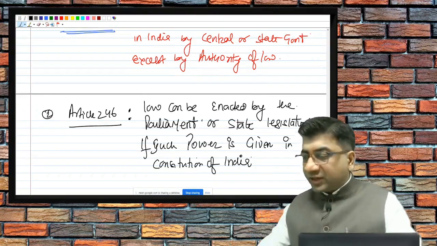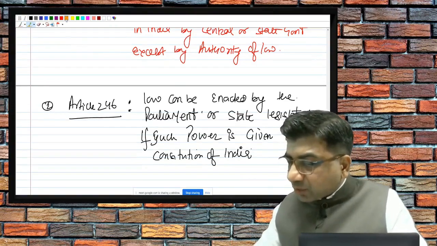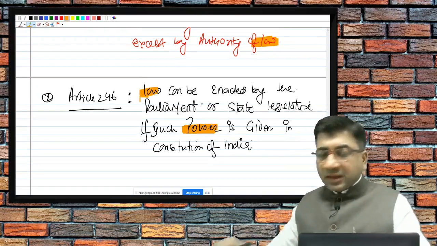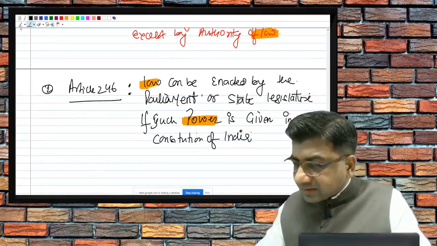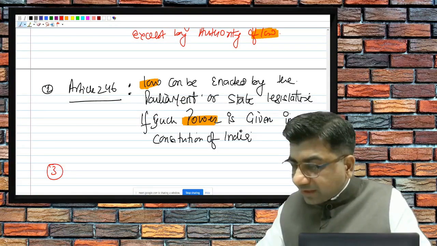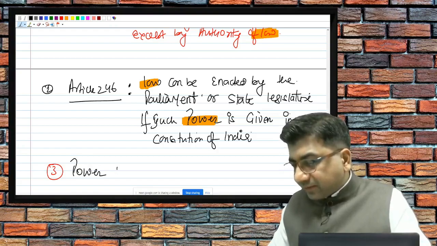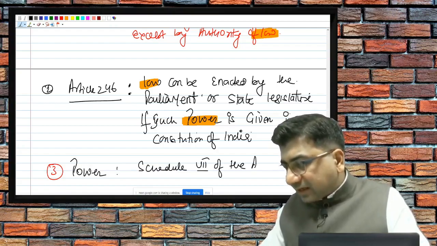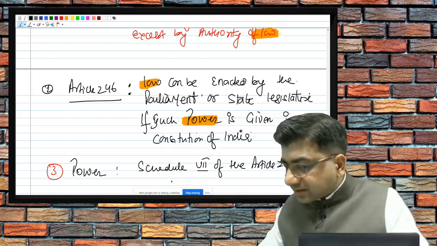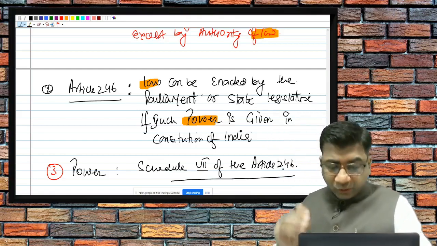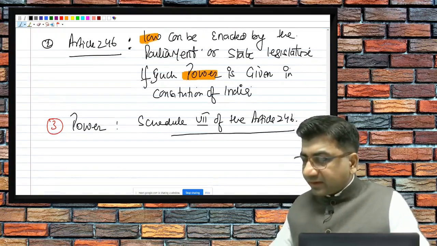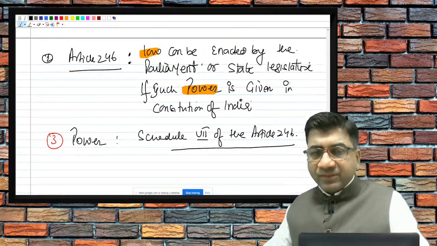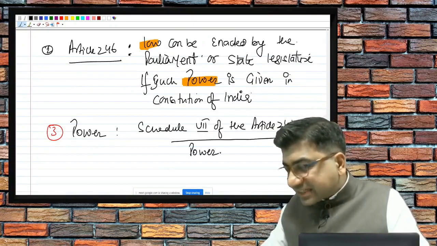And this power which we are talking about, friends, we came from law to power, and this power to levy taxes is given in Schedule 7 of Article 246. And this Schedule 7 gives the power in the form of 3 lists.